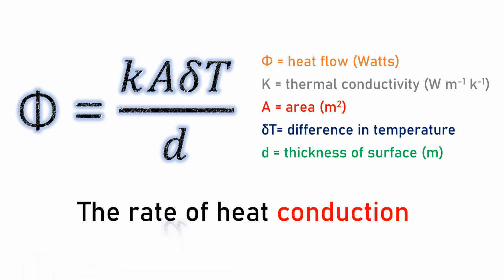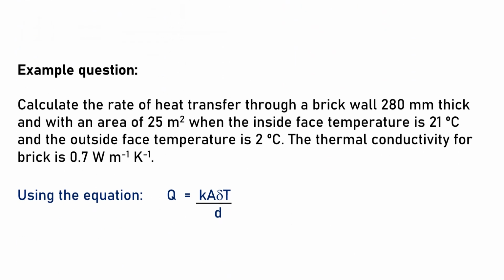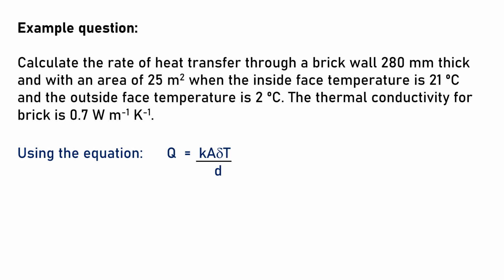So next then, let's look at a practice question. Take a minute now to pause the video and read the question. Now, good practice for any exam is to highlight the information that you are given in the question as a first step. So let's do that now. You can see the information we've been given here is that we have a thickness of 280 millimeters, an area of 25 meters squared. We've got two temperatures here, 21 degrees C and 2 degrees C. And therefore our temperature difference is going to be 19 degrees C. And we have a thermal conductivity of 0.7.